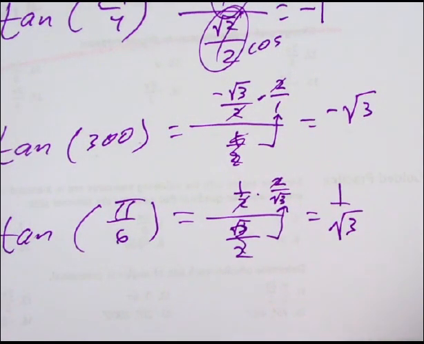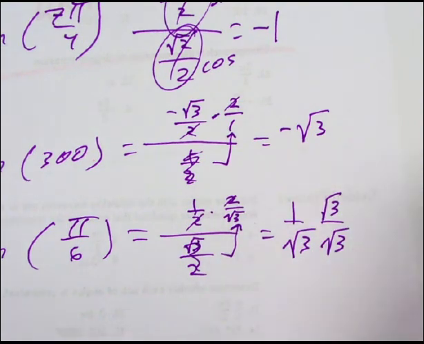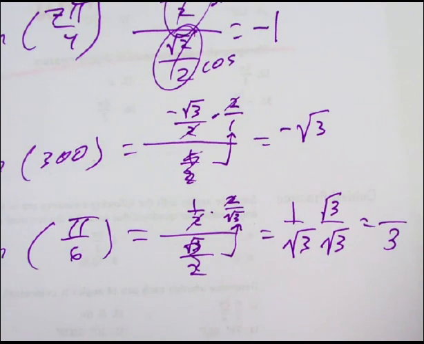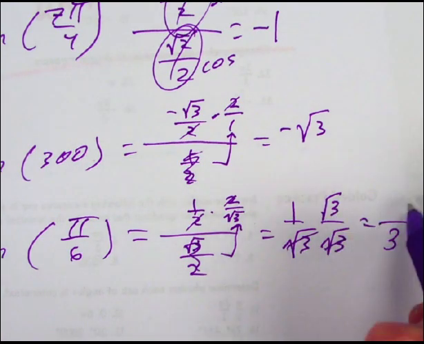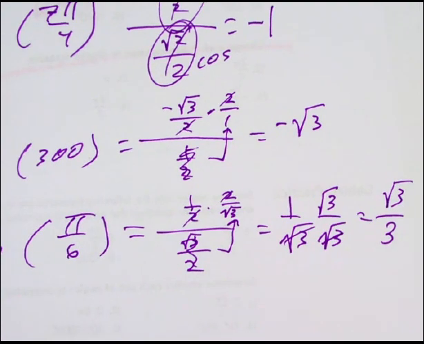And then I've got to remember that I have to rationalize the denominator, which is going to happen a lot when we deal with these. Multiply by the square root of 3 over 3, and then that bottom now is 3, and then this is the square root of 3. So the tangent of pi over 6, or 30 degrees, is the square root of 3 over 3.